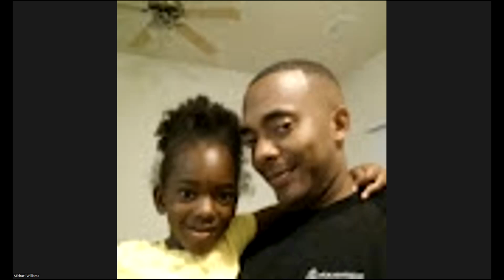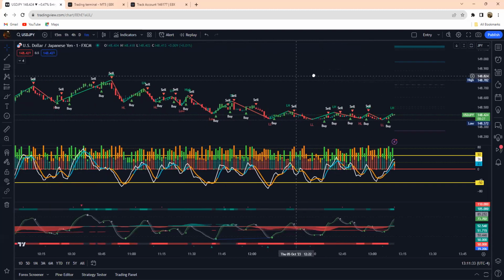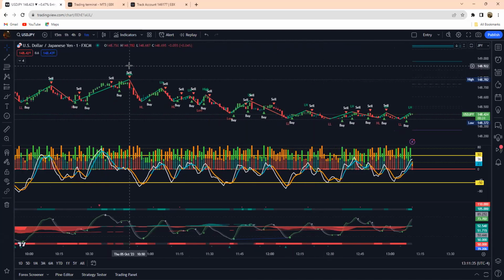All right, so we're going to take the party to our entry screen. Make sure I got the right screen. Okay, here we are. This is our 1 minute screen, and basically what we're looking for, for our entries, we're just looking honestly for the buy or sell signals.